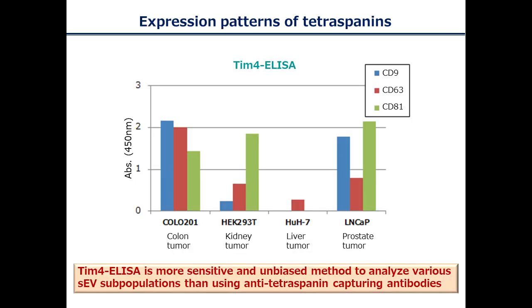Although SEVs are heterogeneous, TIM4 can capture most subtypes of SEVs regardless of their surface markers by binding to the membrane. Thus, we found that the expression patterns of tetraspanins are quite different among tumor cells, indicating that TIM4 ELISA is a more sensitive and unbiased method to analyze various SEV subpopulations than using anti-tetraspanin capturing antibodies.